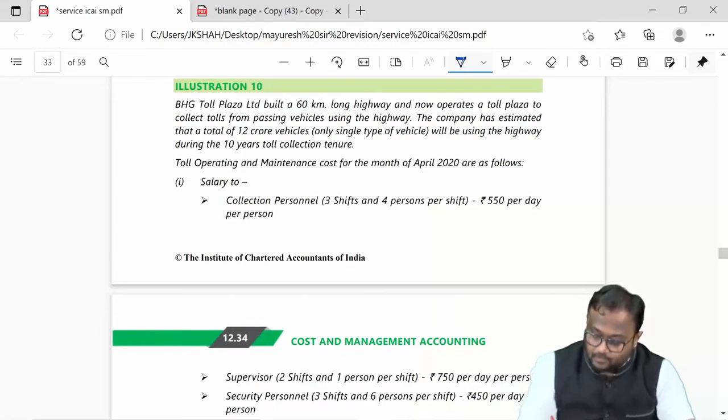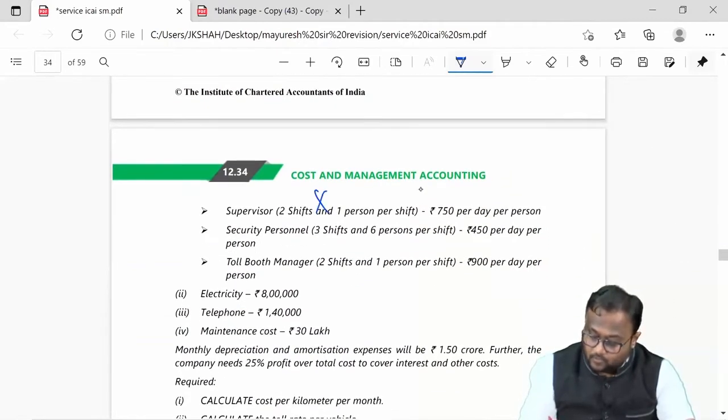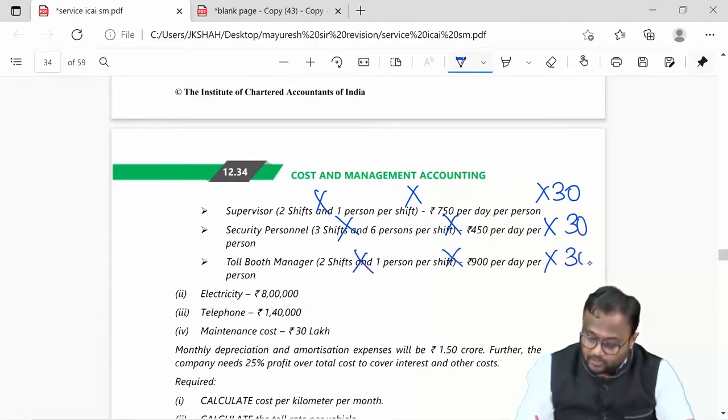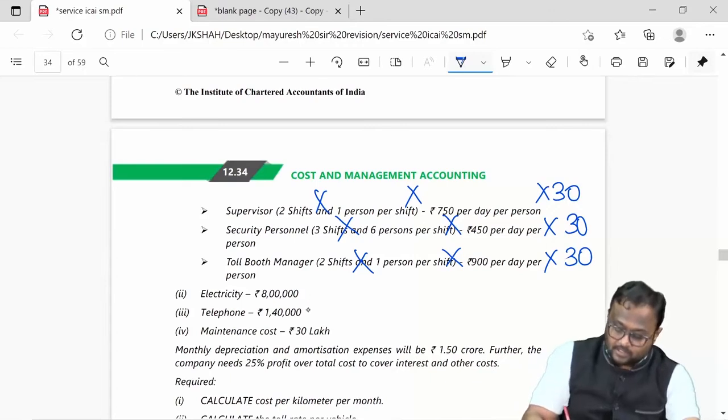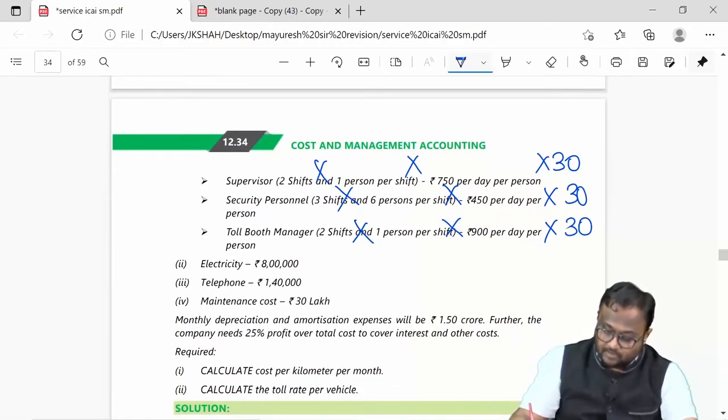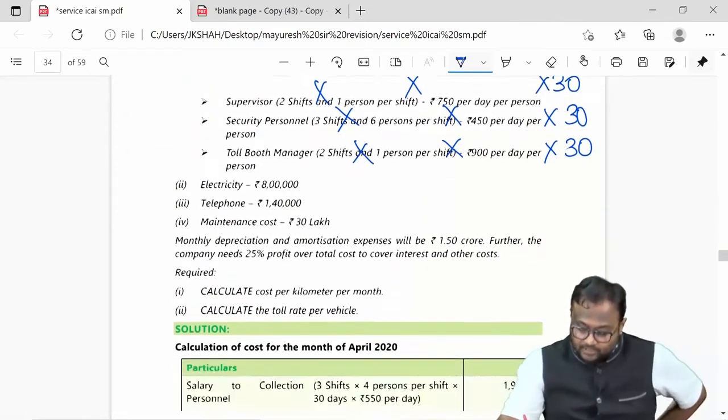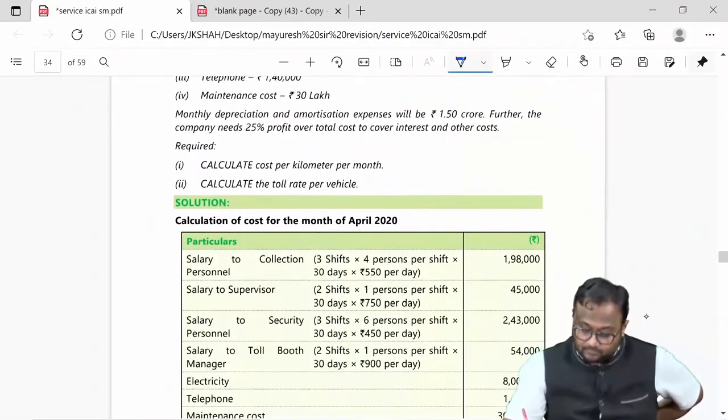Salary? Okay, it's very simple calculation. Simply multiply and then multiply by number of days. 2 into 1 into 750 into 30. 3 into 6 into 450 into 30 because it is per day. 2 into 1 into 900 into 30. Your work is done. Electricity, telephone, maintenance will be charged separately. This monthly depreciation will also be charged. And 25% profit is needed, no? Okay, see.